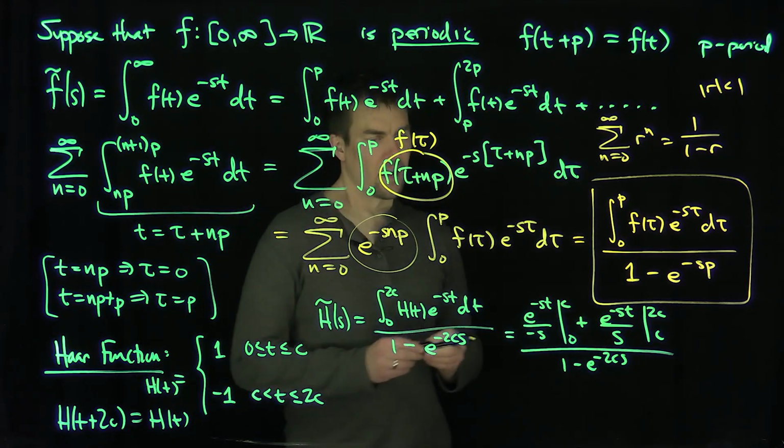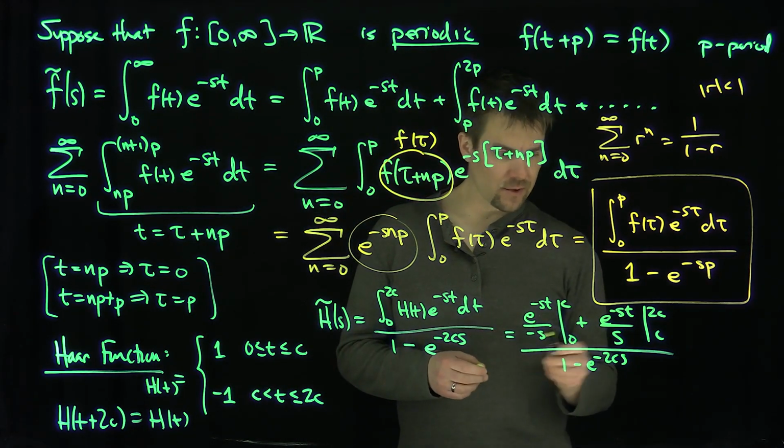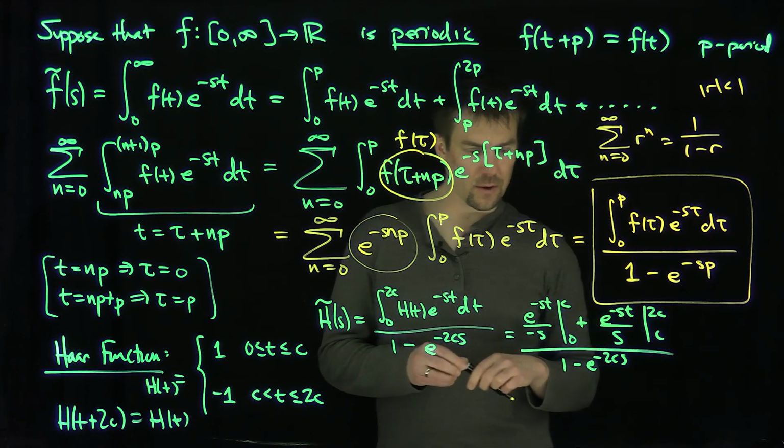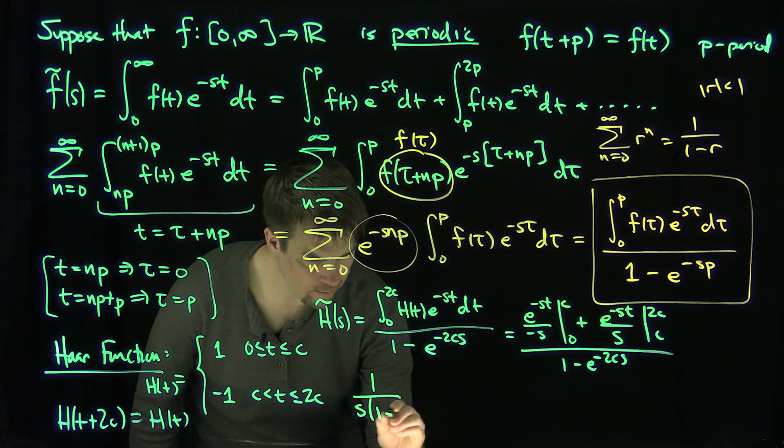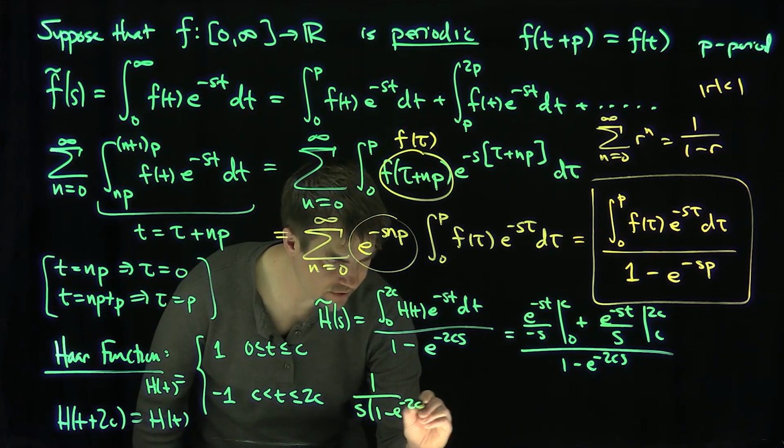Great. Now, of course, the bottom one over here is going to be the positive 1, so everything is going to have a factor of 1 over s. So let's just figure out what happens with the e to the negative c. So this is going to be a 1 over s, 1 minus e to the negative 2cs.